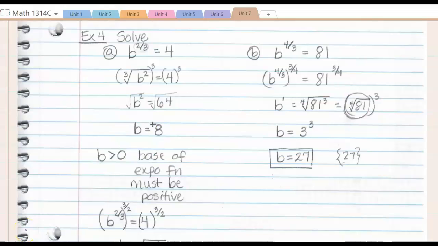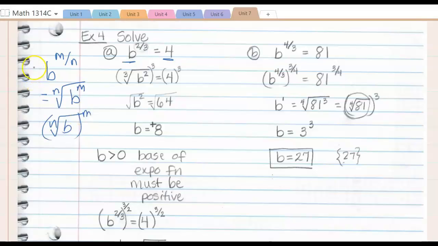For example 4, our job is to solve exponential equations again. The problem we have here is that there's no way I can get the same base since we're actually looking for the base. So what I did for part A is I know I have b to the 2/3, and we learned that if we have a base that has an exponent that is a fraction, then we can rewrite that as the nth root of b to the m, or the nth root of b and then everything to the m power. So either one will work.